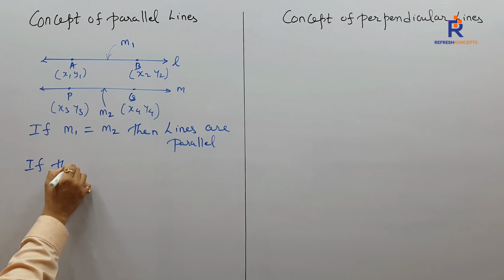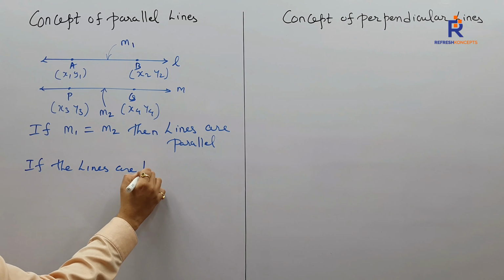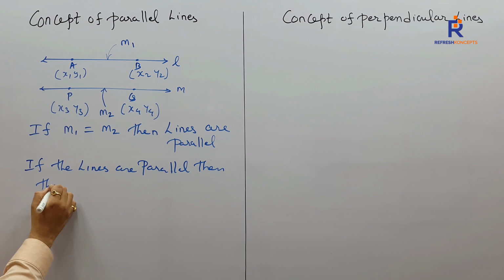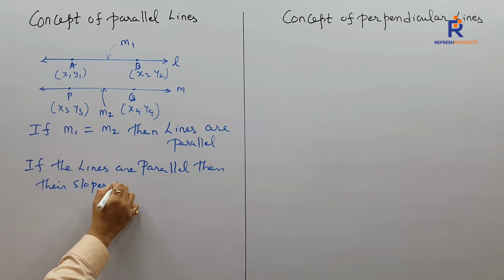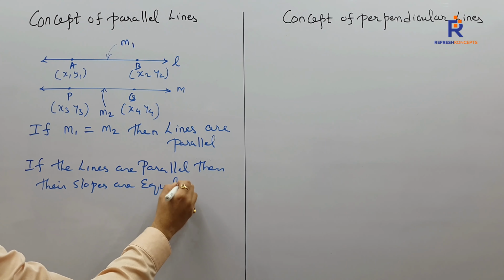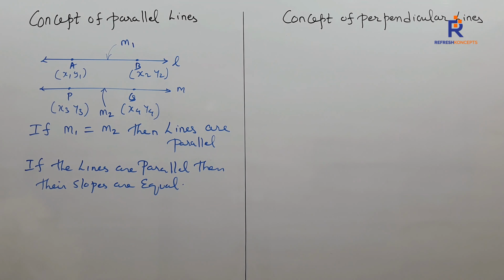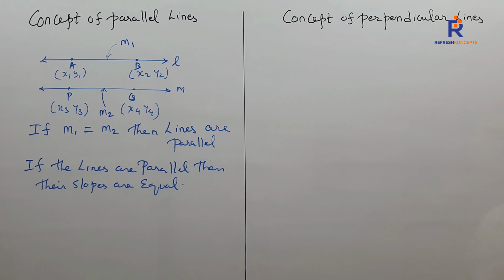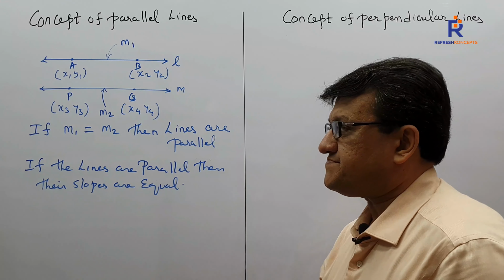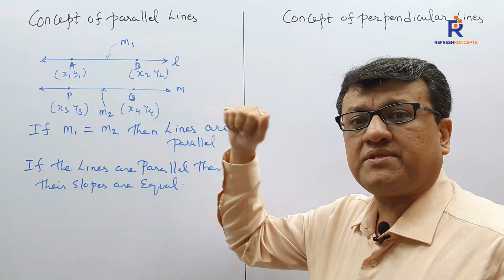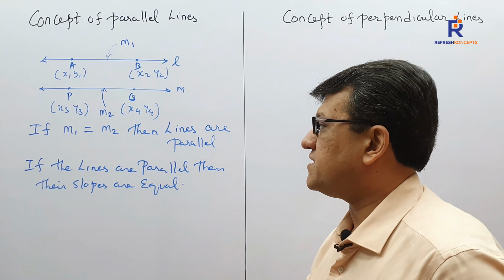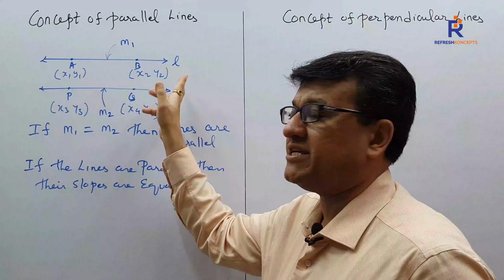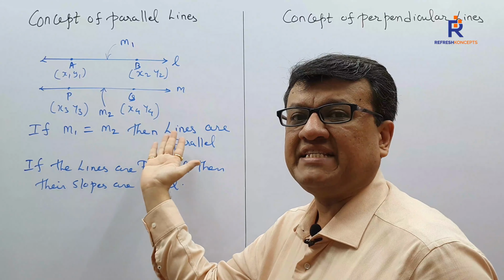If the lines are parallel, then their slopes are equal. Right? Now you may be thinking, when am I supposed to use this and when am I supposed to use that? The answer is, if you are being asked to find out whether two lines are parallel, then I shall always find out their slopes. If the slopes happen to be the same, the lines are parallel.